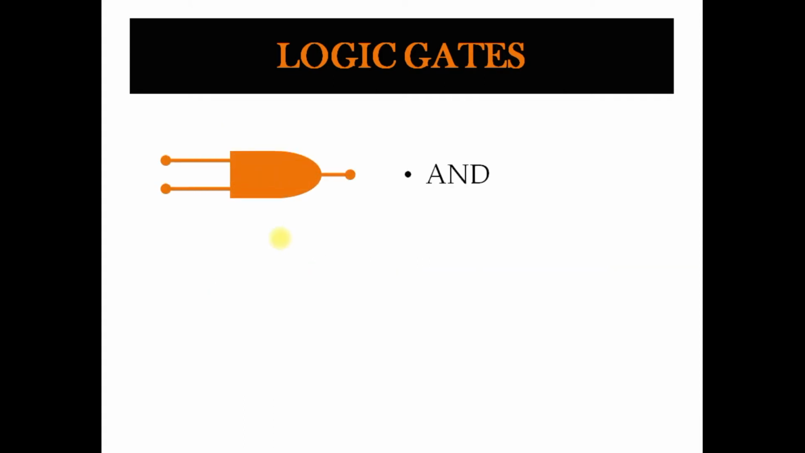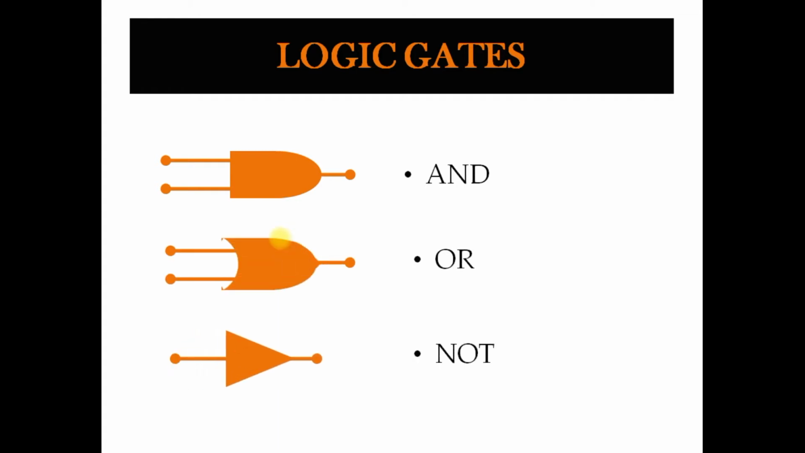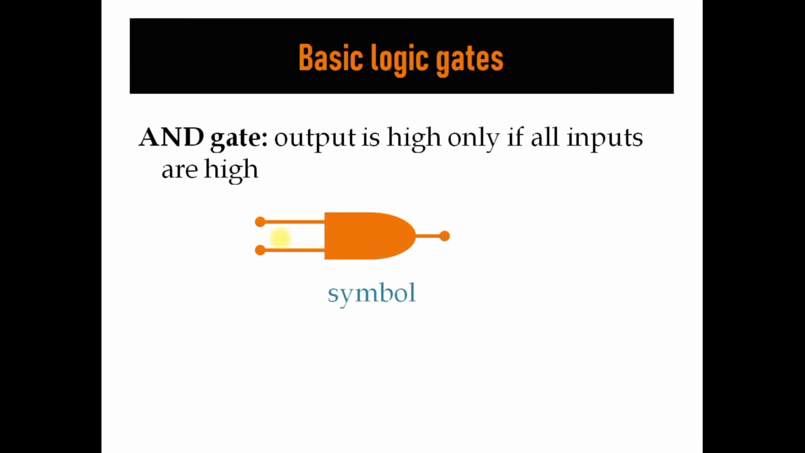First, let's see basic gates. This is the symbol for AND gate, this is the symbol for OR gate and the symbol for NOT gate. Now let's see what is AND gate. If all inputs are in high state, the output is high, then it is said to be AND gate.